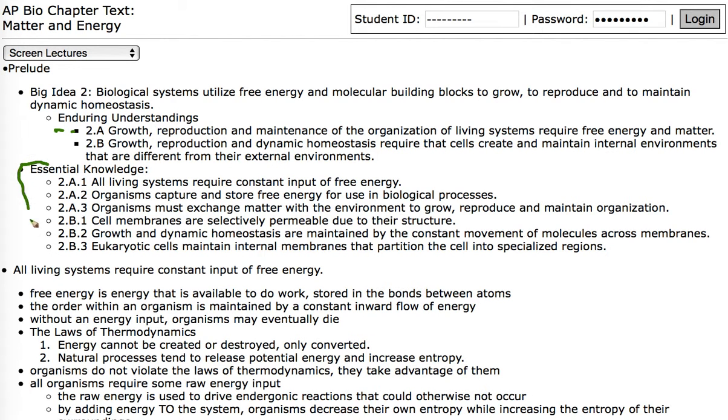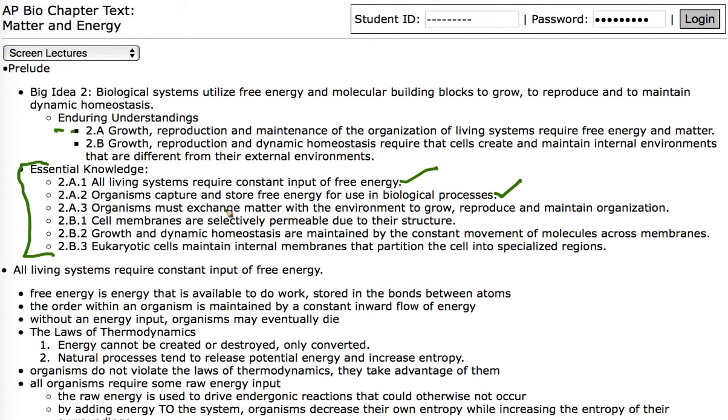The essential knowledge that we're going to pick up, this is the nitty-gritty. All living systems require a constant input of free energy. That is, we all have to eat or take in energy somehow. Plants obviously absorb sunlight. Animals have digestive tracts to consume food. Secondly, organisms capture and store free energy for use in biological processes. We do that by eating. Plants do that by photosynthesizing.